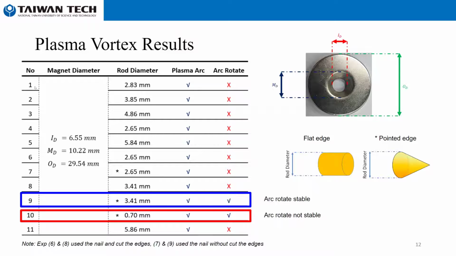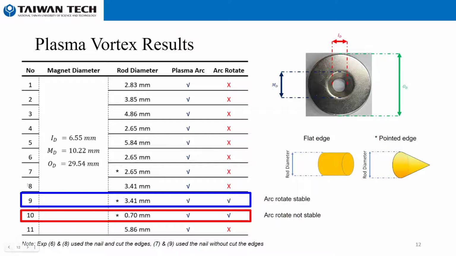As you can see in test number 1, in most of them the plasma arc will turn on, but the arc will not rotate. And that's the big part of our project: we want the arc to be rotating. Any diameter still turns on the arc, but the arc does not rotate. From our experiments, only experiment number 9 and experiment number 10 generate a rotating arc.